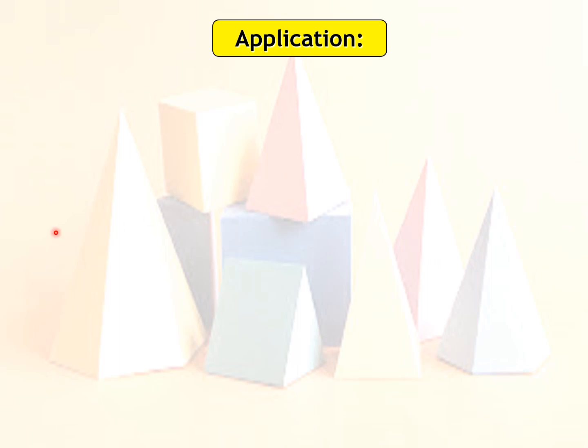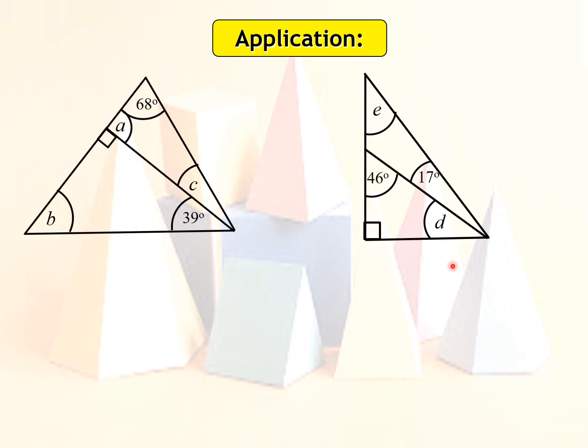Now let us have another application. So using these figures, let us determine in triangle 1 the measures of angles A, C, and B. First, we are going to have angle A. To determine angle A, since this angle makes a linear pair with angle A, angle A is equal to 180 minus 90, which is equal to 90 degrees. So measure of angle A is equal to 90 degrees.